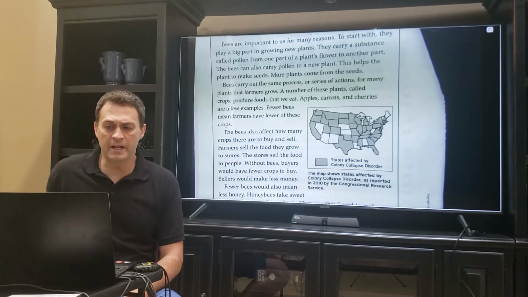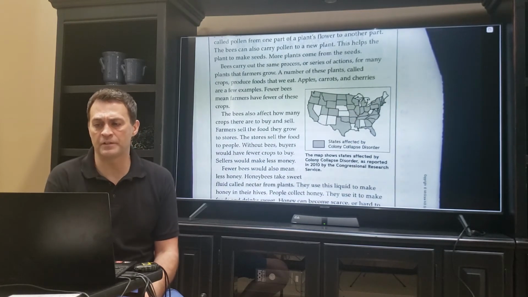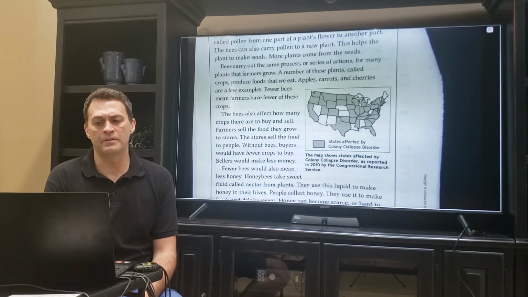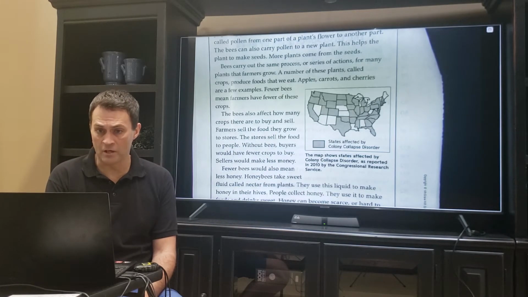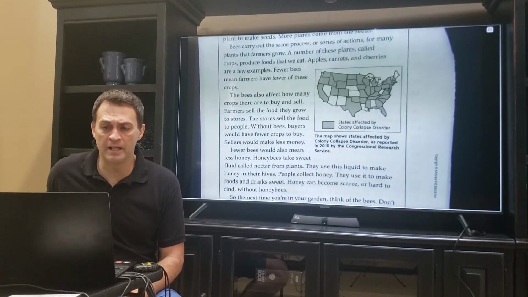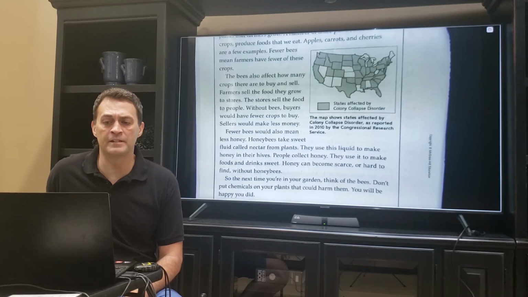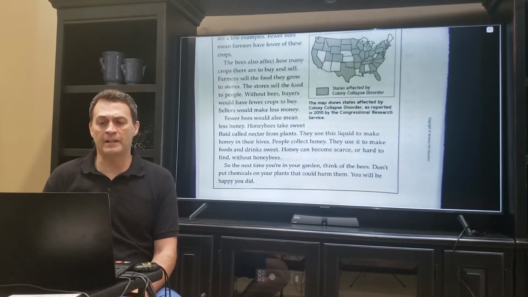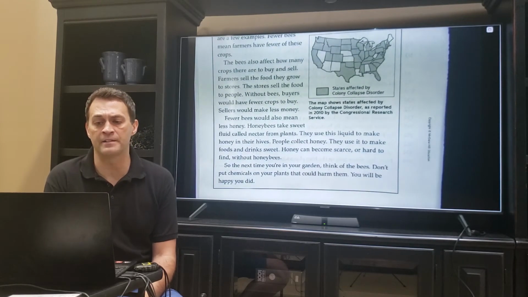All right, bees carry out the same process or series of actions for many plants that farmers grow. A number of these plants called crops produce foods that we eat. Apples, carrots, and cherries are a few examples. Fewer bees mean farmers have fewer of these crops. The bees also affect how many crops there are to buy and sell.